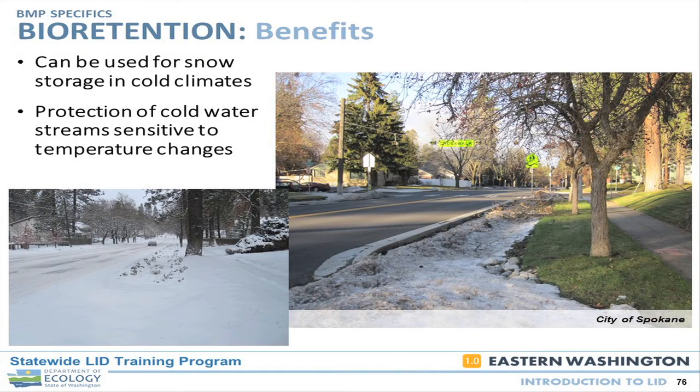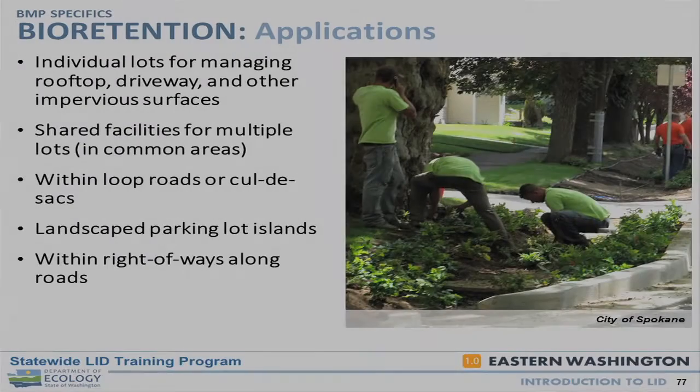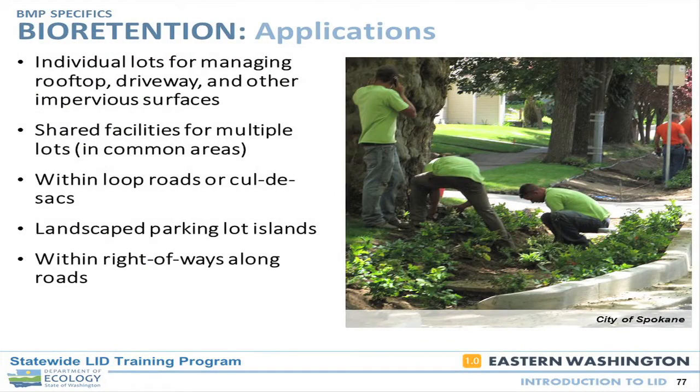It's also good for protection of cold water streams that are sensitive to temperature changes. So runoff that comes off of a blacktop surface is really warm. And if it touches soil and kind of gets mitigated through that, even if there's an underdrain, that discharge is much cooler that goes to the streams. So it's a secondary benefit that's not in the codes, but it can be a great benefit for the streams and the habitat. Applications for them, I mean, there's numerous applications.